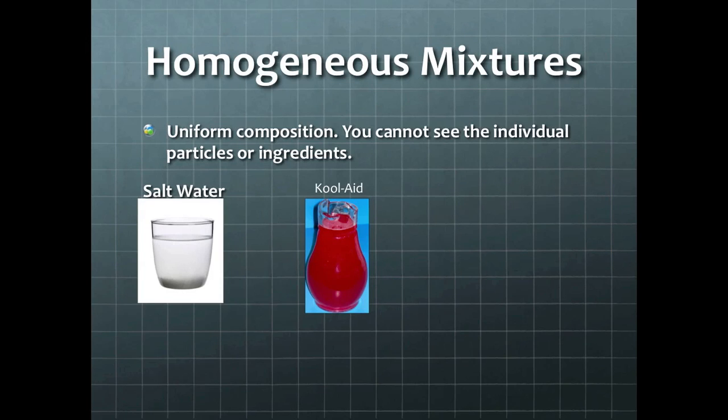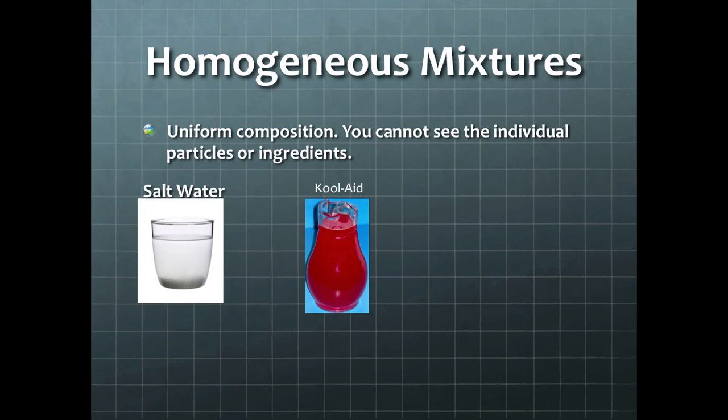Now, there are different types of mixtures. Homogeneous mixtures have what's called a uniform composition. You can't see the individual particles or ingredients in a homogeneous mixture because all of the particles or ingredients are evenly spread out throughout the mixture.